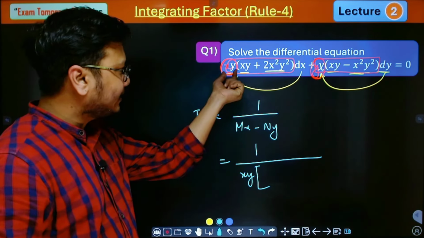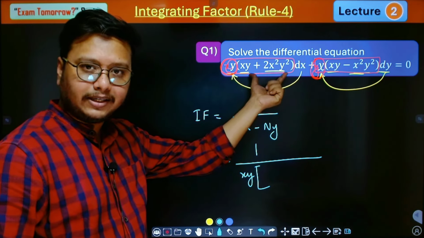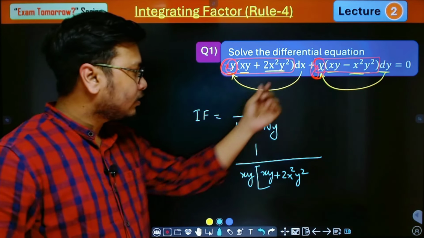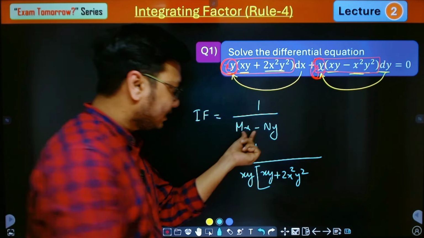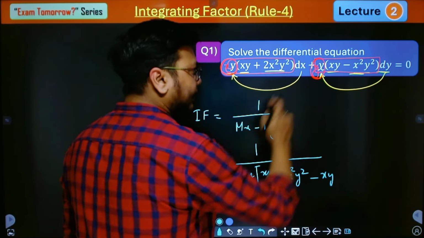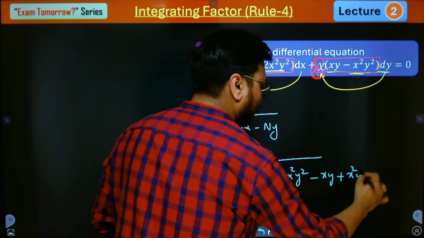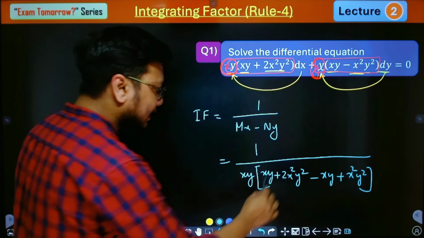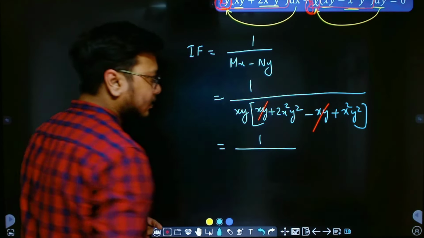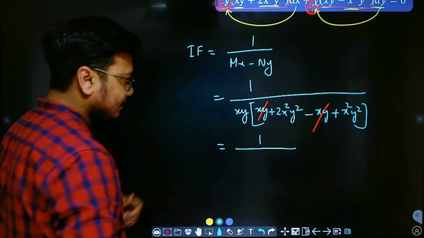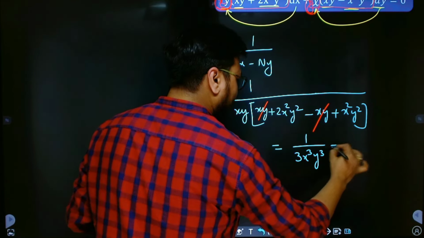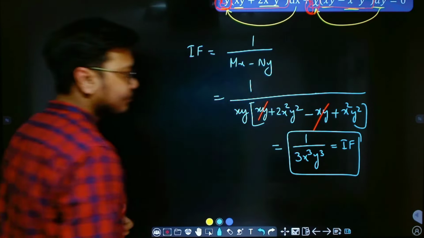So this xy has been taken common. I am just left with the function of xy inside. So that means xy plus 2x square y square. And here also I've taken the xy common, right? So I have to take the minus, and whatever is the function inside, which is xy, then minus of minus becomes plus x square y square, right? So I can see xy getting cancelled and my function becomes 1 upon, this becomes 3 times x square y square multiplied with the xy. So that means 1 upon 3x cube y cube, and that's my integrating factor, right?